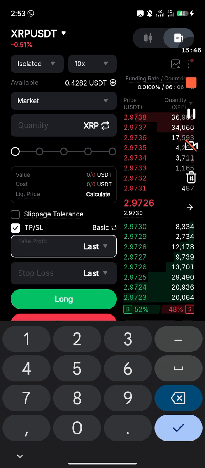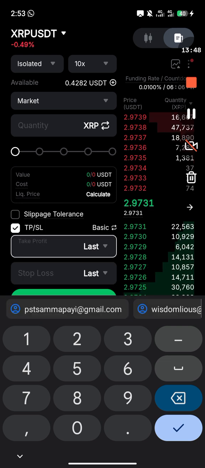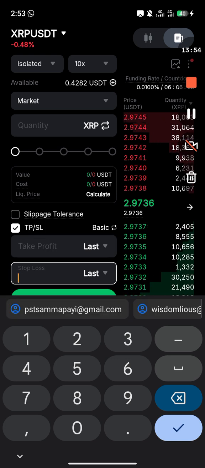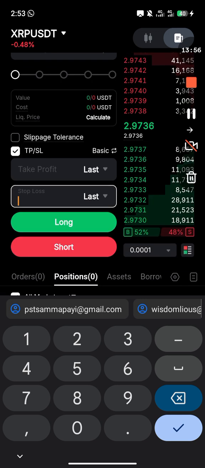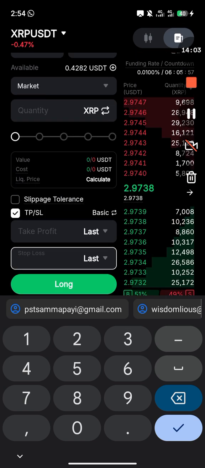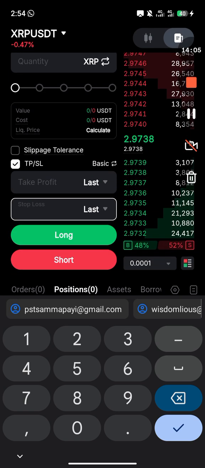I've explained what this means to you. So you will just insert, okay, if it goes up to this price, take me out in profit. If it goes down to this price, take me out with loss. So you either long or short, depending on what you are seeing in the market. If you are saying that the market will go up, you will long. If you are saying that the market will go down, you will short. Both of them are profitable.